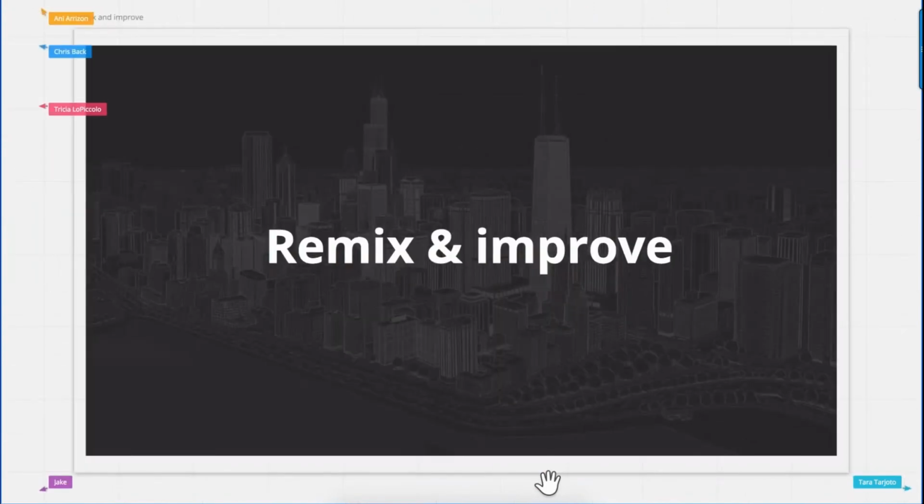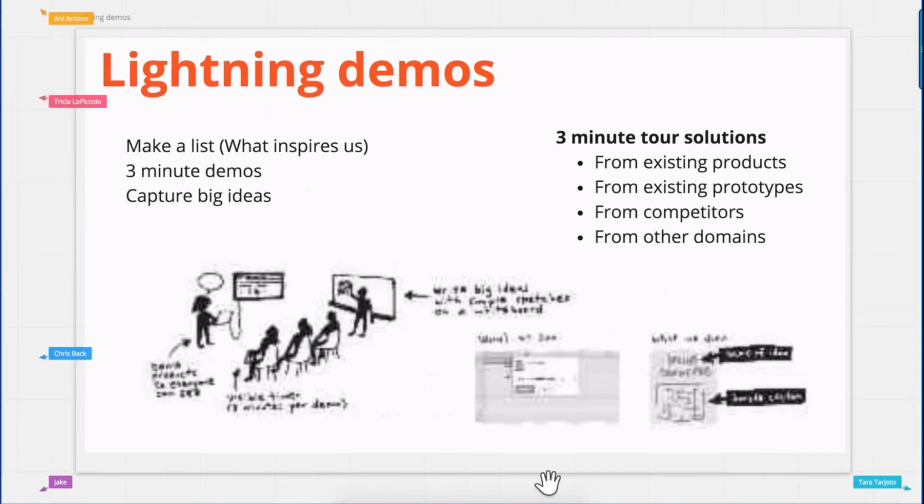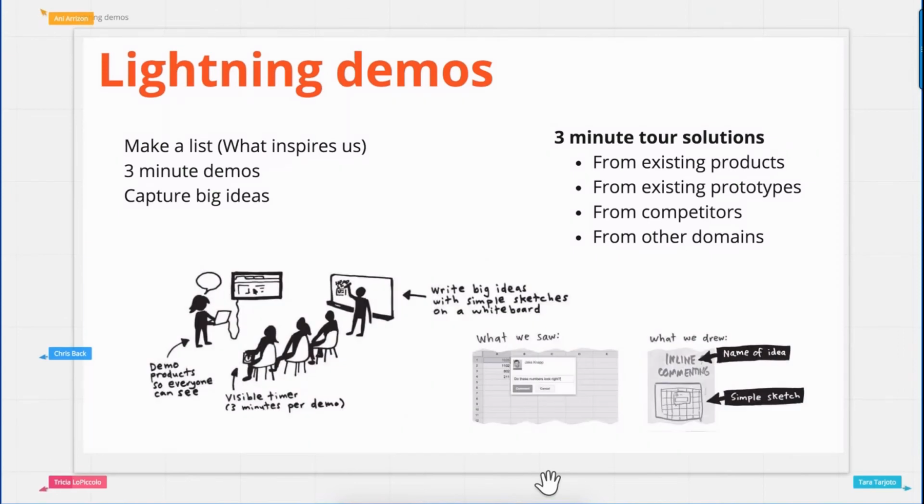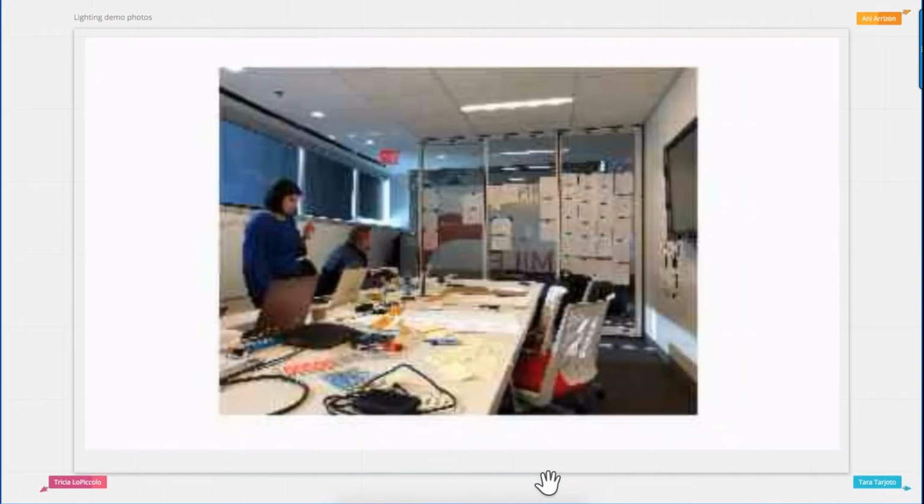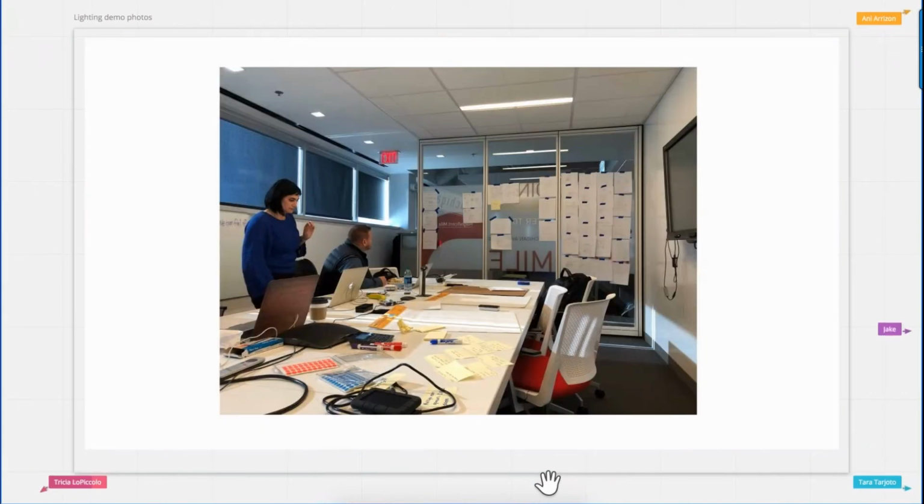In day two of our sprint, we're ready to remix and improve. We start the day out with our lightning demos. As a team and stakeholders demo solutions, we use the board to make a list of what inspires us and designate team members to sketch the big ideas. We also designate a team member to be the timer for lightning demos. It's helpful to have someone other than the facilitator keeping everyone on track.